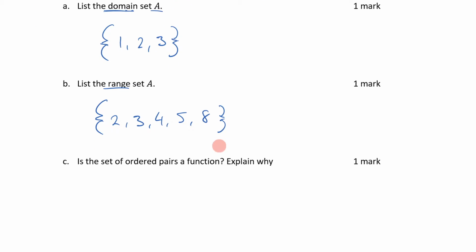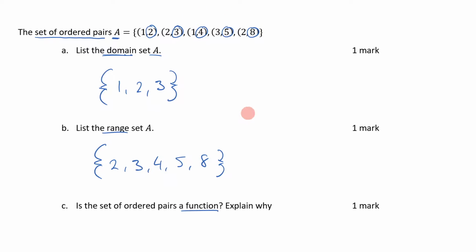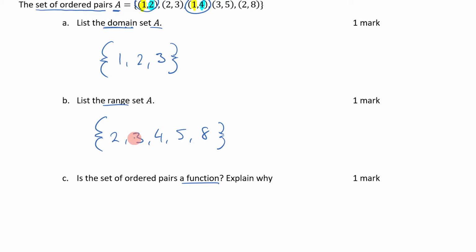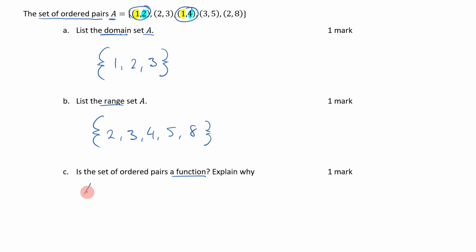And then the last thing we have to do, it says, is the set of ordered pairs a function? Explain why. So let's look at our ordered pairs here. And the first one that strikes my attention is this one and this one. Because as you can see here, and I'll get a highlighter out here, you have the same x value, but you're getting different y values out. So immediately seeing that, you know that this is not going to be a function. So you can come down here and you can say, is not a function. And then you have to say why it's not.